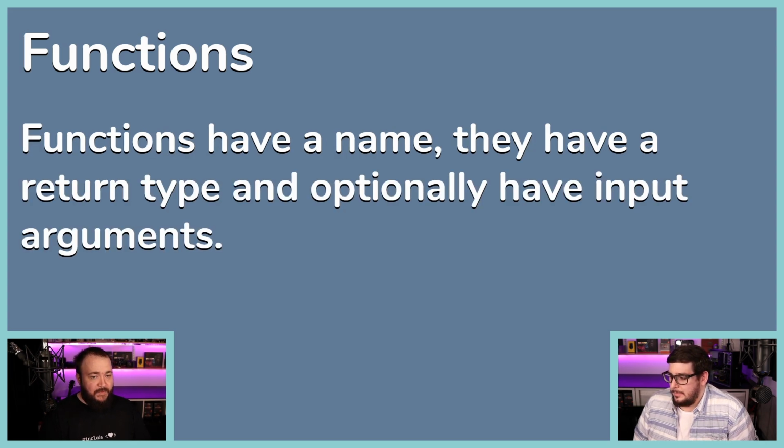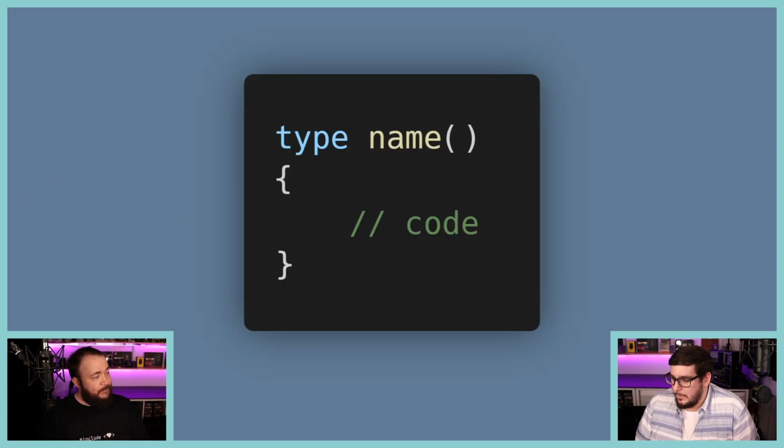So, functions have a name, they have a return type, and they optionally have input arguments. And they kind of then look like this. You have a type, which is one of the fundamental types we're talking about. You have a name, which basically has the same naming rules as variables.